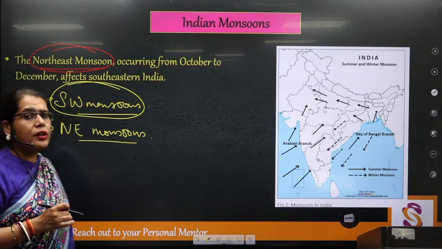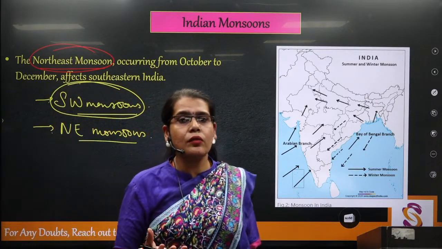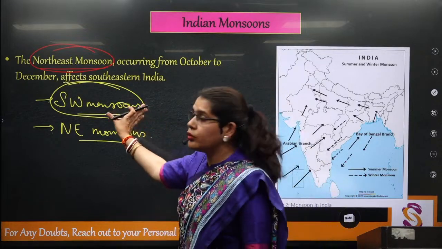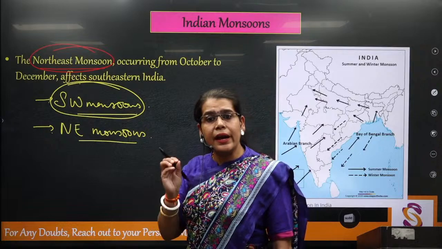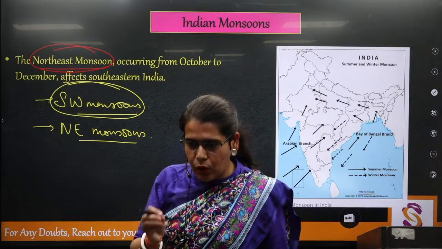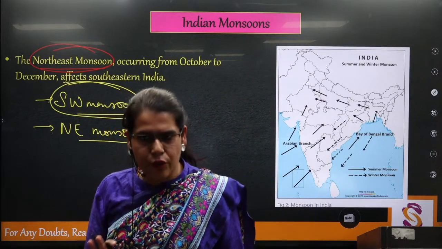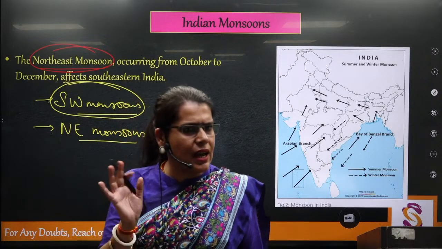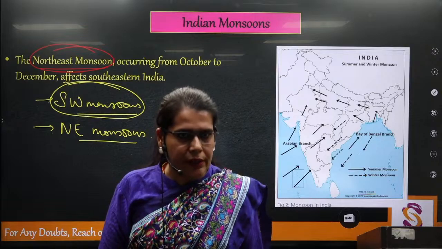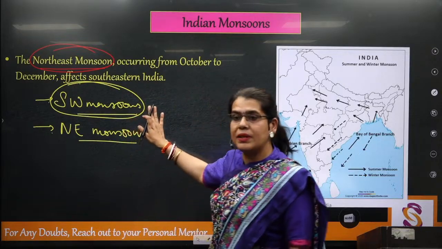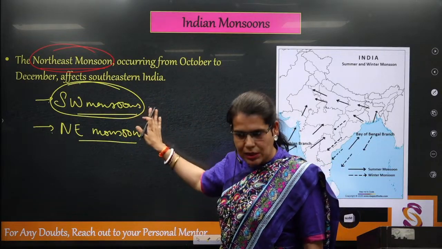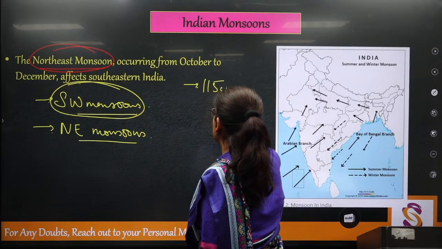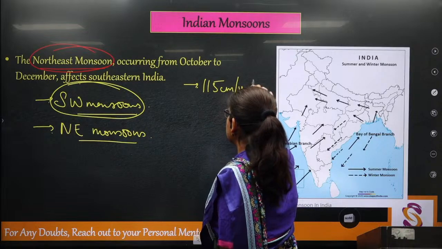And this is very important because 80 to 85% of the rainfall throughout the year is received in the southwest monsoon season. On an average, we are receiving about 115 centimeters of rainfall throughout the year. So average precipitation is around 115 centimeters per annum across India, and 80 to 85% of it comes in these 3-4 months.